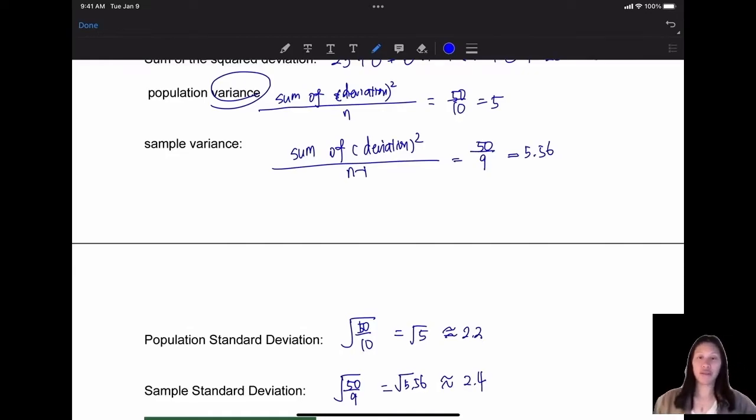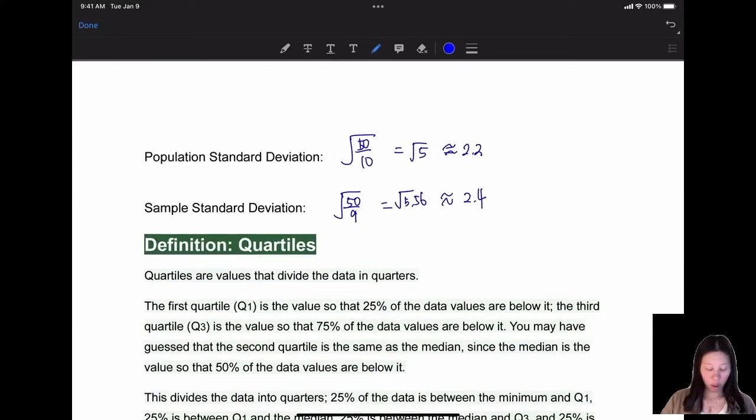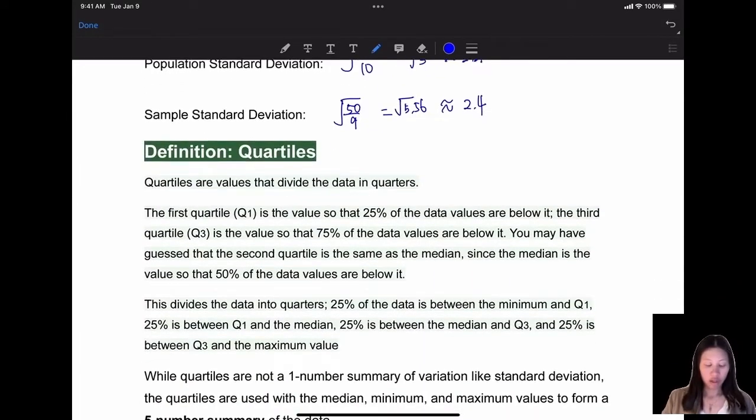Okay, that's how you find the standard deviation. Next part is quartiles. Quartiles are the values that divide the data into quarters. The first quartile is the value such that 25% of the values are below it. The third quartile is the value such that 75% of the data are below it. You might have guessed the second quartile is the same as the median.